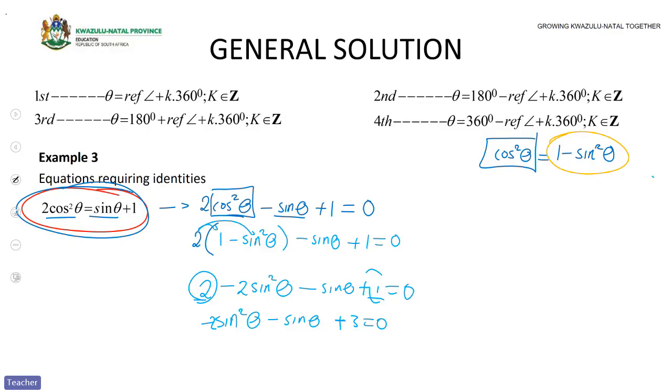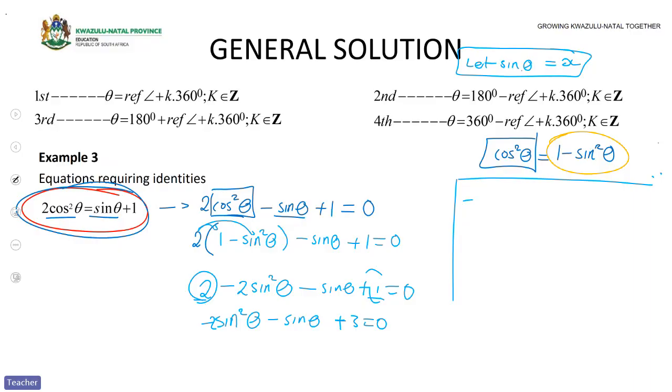For some of our learners, I'm sure it becomes very easy when you write it as an equation that we are more familiar with. Most of the learners would prefer letting sine theta equal x. If you do that, it becomes your normal quadratic equation, which you can even solve using the quadratic formula, because it's a general quadratic equation. So if you let sine theta equal x, then it will be negative 2x squared minus x plus 3 equals 0.